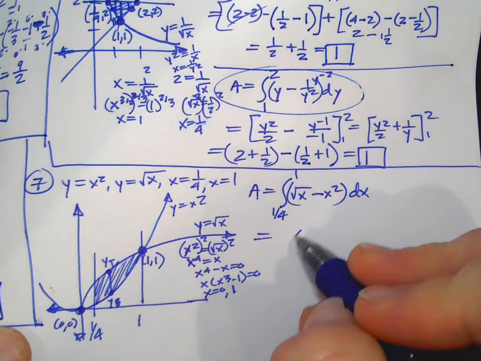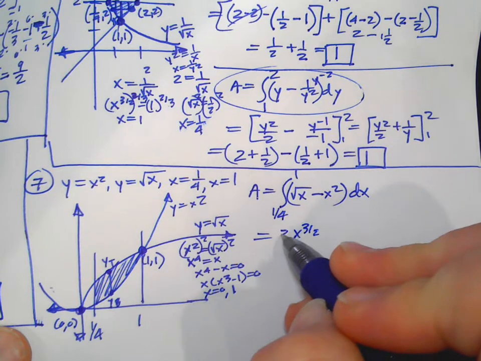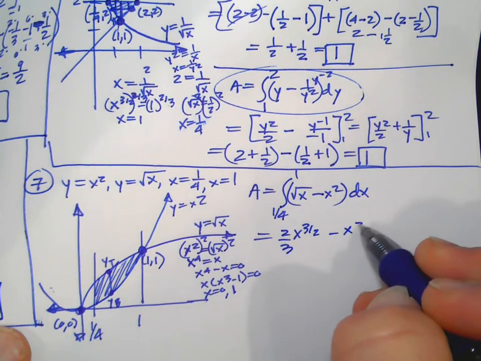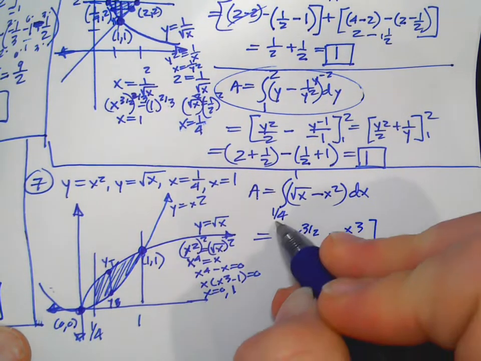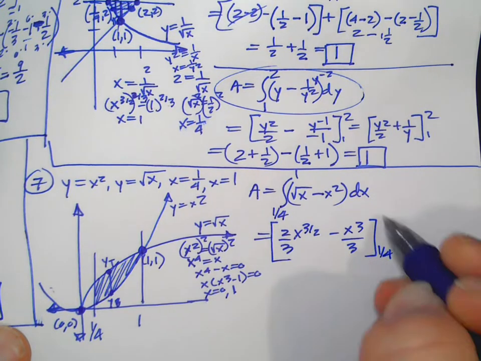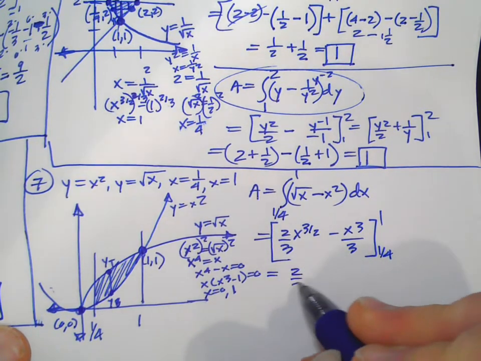That's x to 1/2, so it's going to be x to 3/2. Divide by the new exponent. Minus x cubed over 3. Power will bump it up 1. Divide by the new exponent. So we're going to get 2/3 minus 1/3.